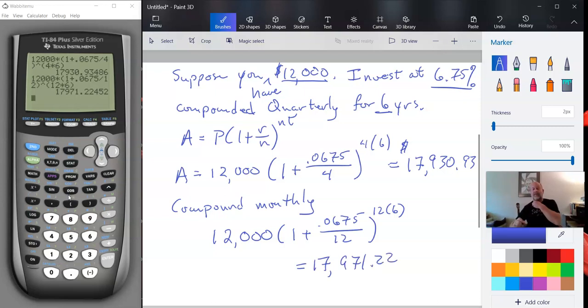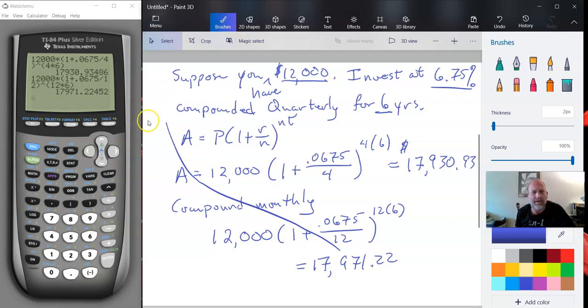You notice you make a little bit more when you compound things more often, right? And so that's actually what the goal is when you're investing. You want to get it compounded more often if you can, because you do make a little bit more money. The interest rate actually has a bigger say in that, but nonetheless.